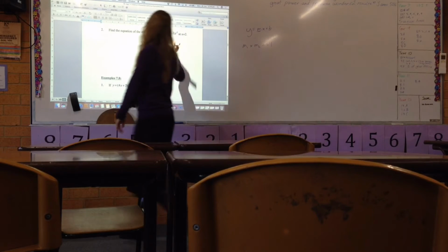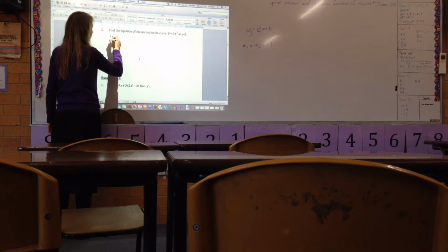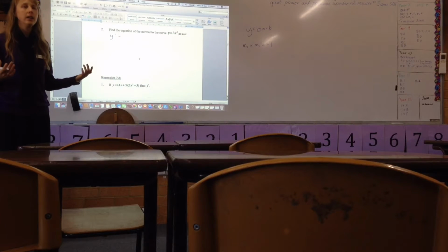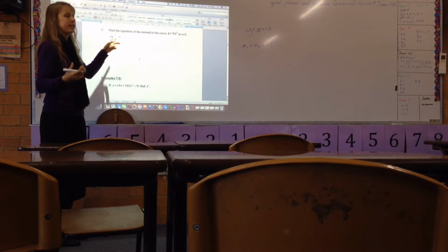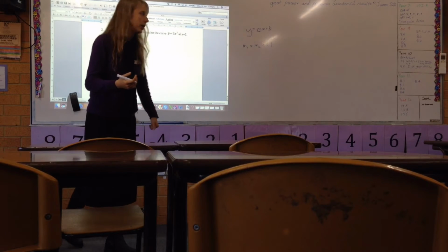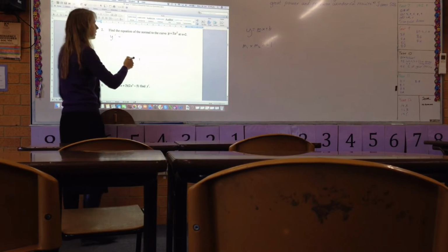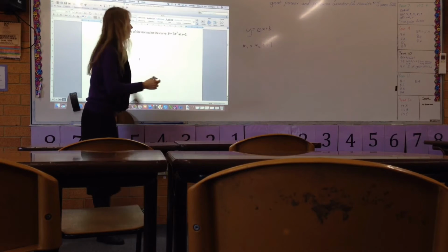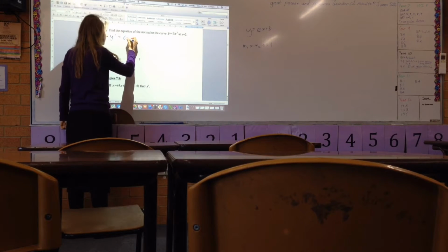Step number 1 is to differentiate this. So, y dash. Remember there's several ways of saying the gradient function. If I put a dash after it, that is one way of doing it. So y dash is, tell me what you think it would be. 3 times 2, which is 6x. So 6x, I agree, 6x.